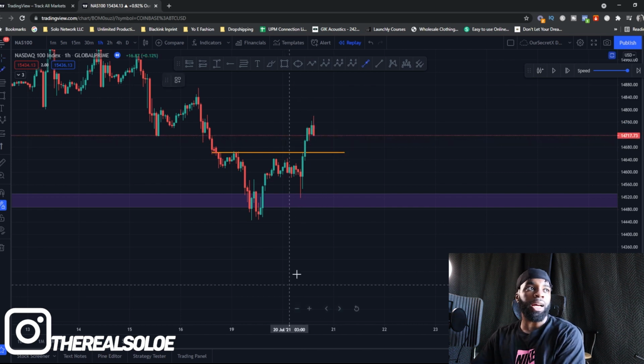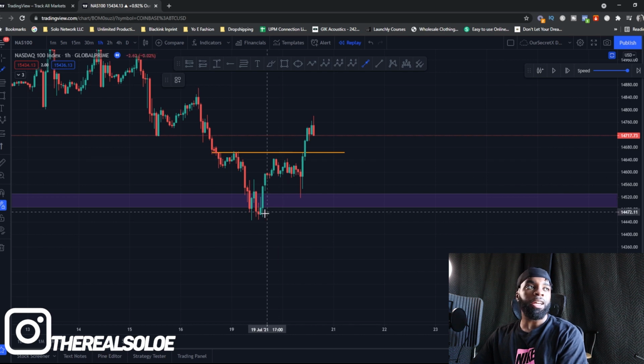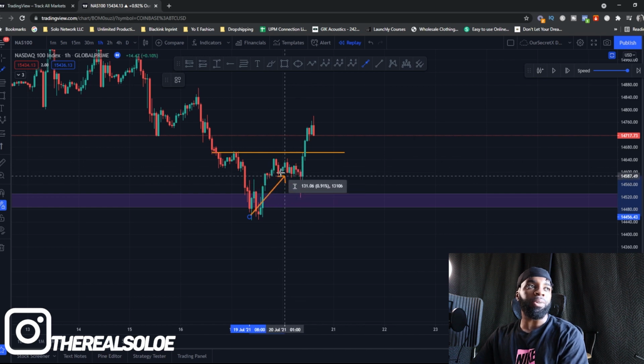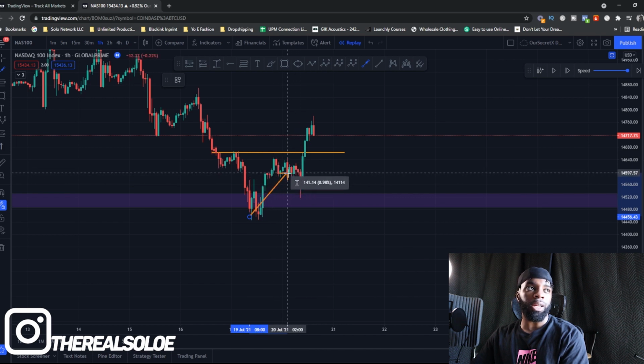So here's the bigger picture, guys. This is what the market did. The market went up. It didn't create any real wicks. These little wicks don't count. What it did show us is momentum, meaning that nobody was really interested in the market during this time, because the candles are very small.